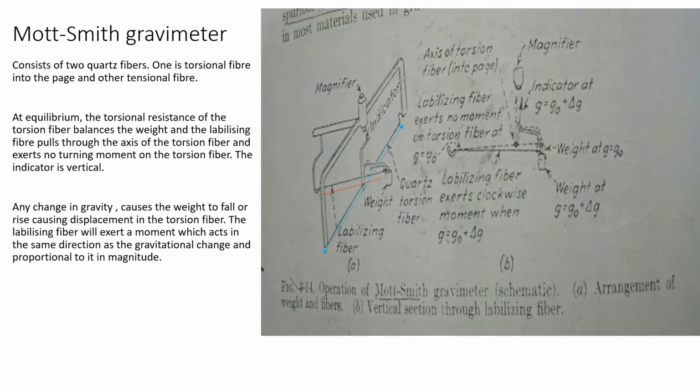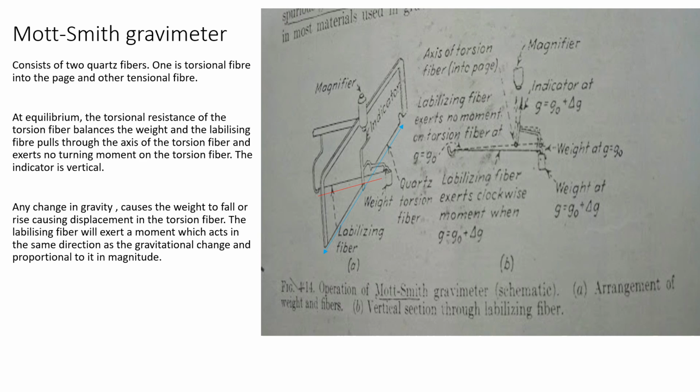The next type of unstable gravimeter is the Mott-Smith gravimeter. In this gravimeter there are two quartz fibers. One is the torsional fiber represented by the blue line. It means it has the ability to twist. The other one is a tensional fiber, that is the fiber represented by the red line which is attached to the weight. So in equilibrium condition, what happens? It is the torsional resistance of the torsion fiber, that is the blue fiber, which balances the weight.